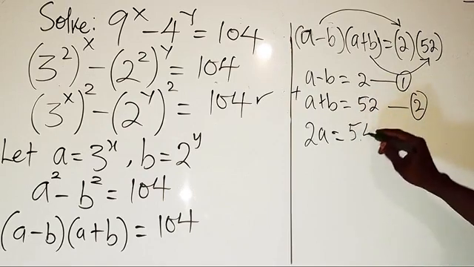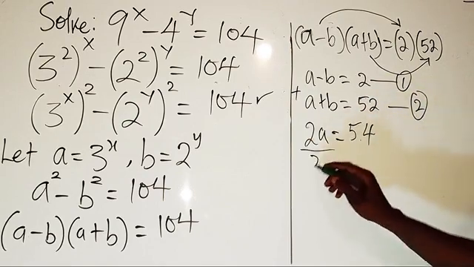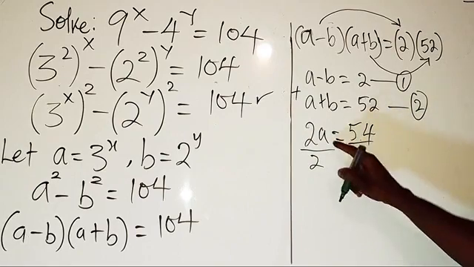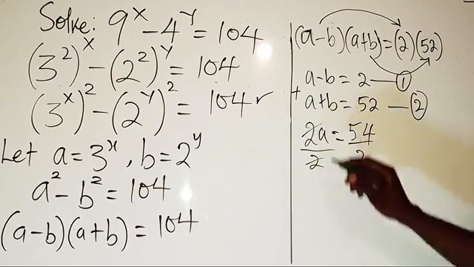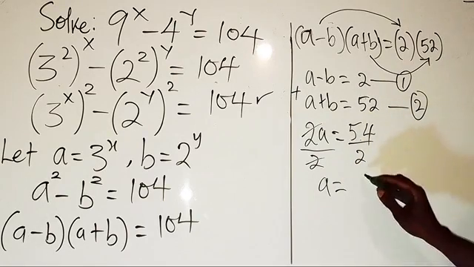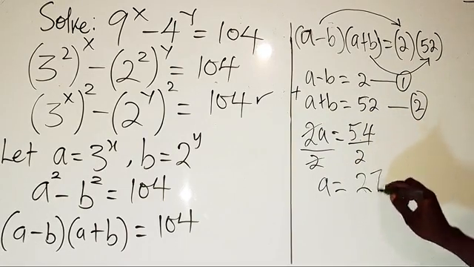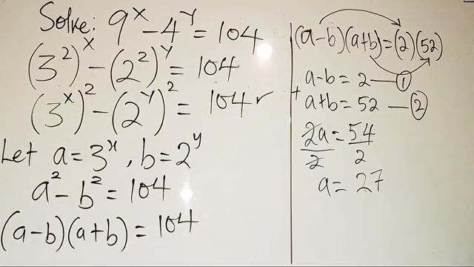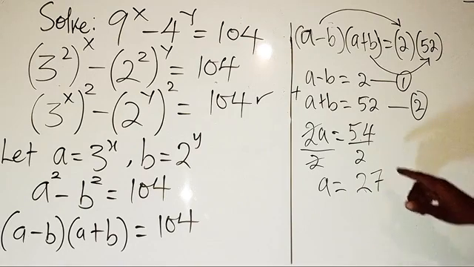I have 54, then I divide both sides by 2 to know the value of a. This will cancel this. I have a equals 54 divided by 2, which will give me 27, right?